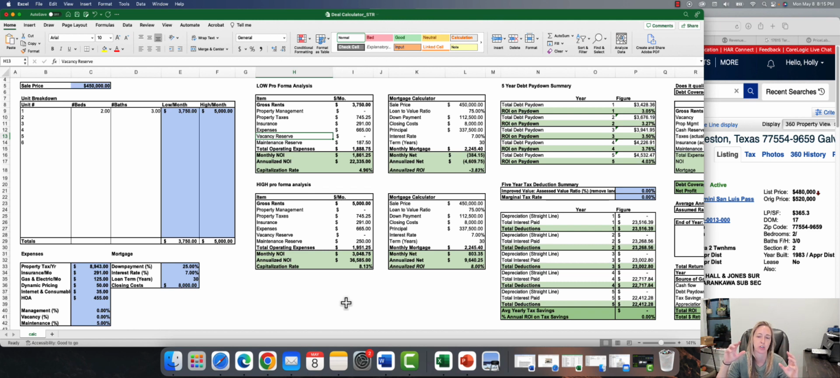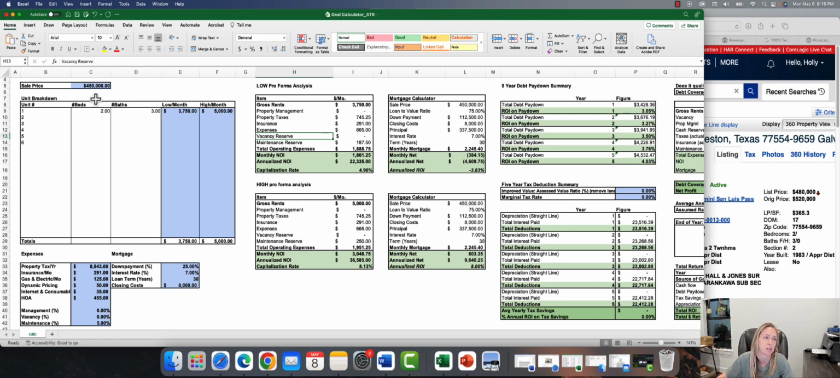real estate investing in general. It considers depreciation, it considers cash flow, it considers debt pay down, and then appreciation over time. So I really like it because it's more of a full perspective versus just looking at cash flow only, which is important, but it's not everything.